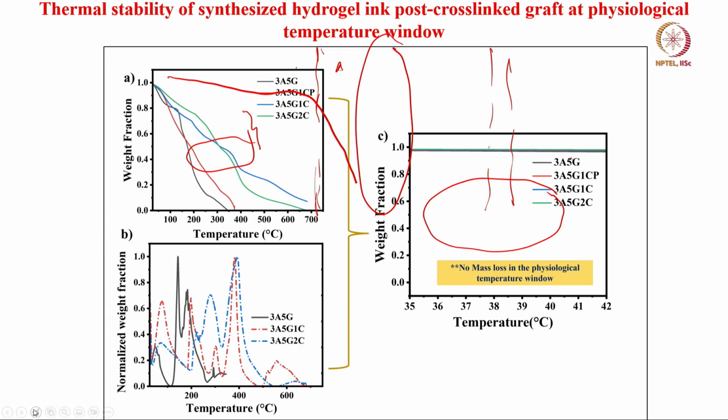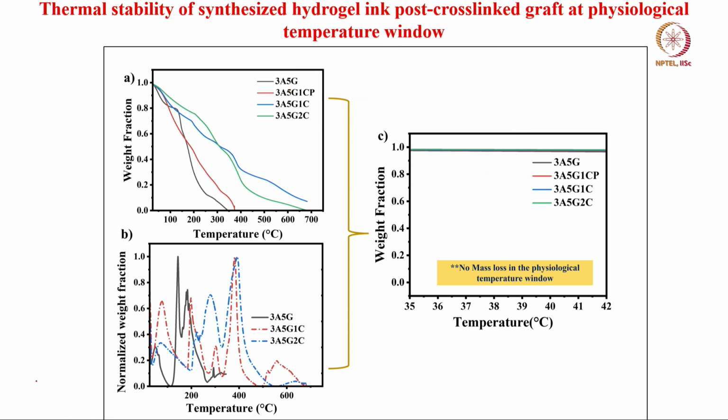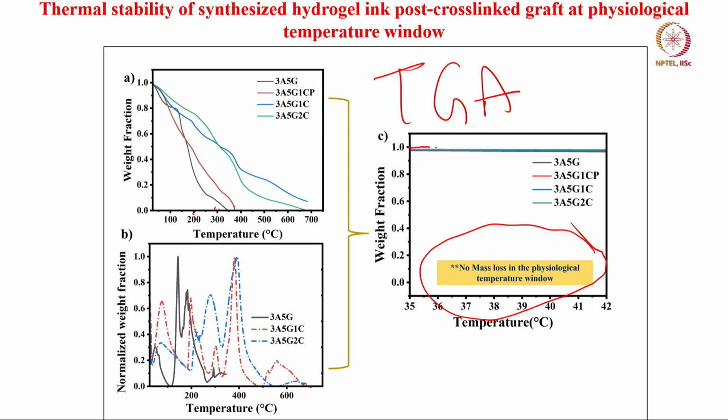Now, in terms of the biophysical properties, these are also measured, not only thermal stability, but we have also used the TGA, thermogravimetric analysis, to see how the weight fraction drops significantly to 0 with temperature. It goes up to 200 to 300 degrees Celsius, and that is about it. However, there is no mass loss in the physiological temperature window, like 35 to 42, in that window there is no mass loss.